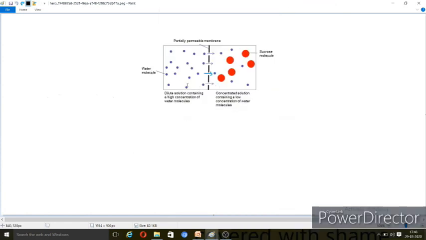Now students, we have seen that the definition of osmosis is the passage of the solvent molecules from the lower solute concentration to the higher solute concentration. In this picture this is the higher solute concentration and this is the lower solute concentration, and the solvent is moving from here to this region. We also know that it must be passing through the semi-permeable membrane.